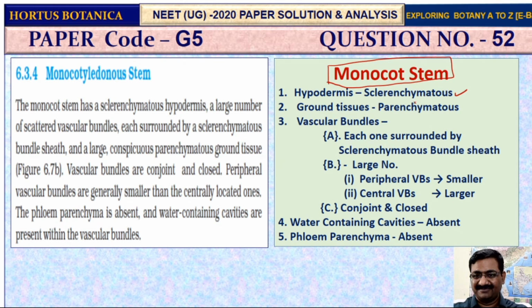That's why it defends itself, because during secondary growth in the dicot stem, what happens? The cork layer forms, which is very hard and tough as a protective layer, but in monocot there is no secondary growth.